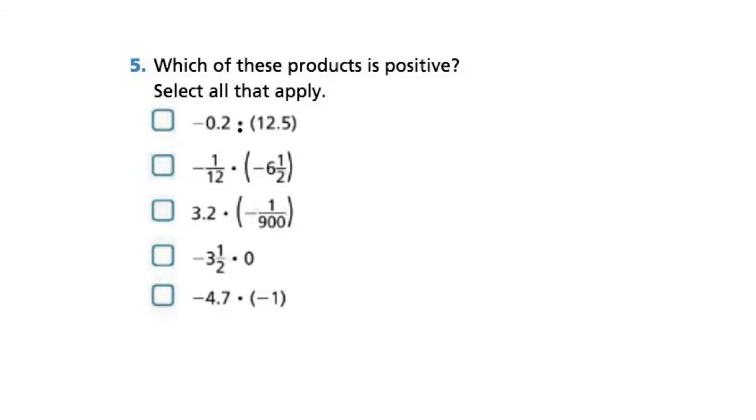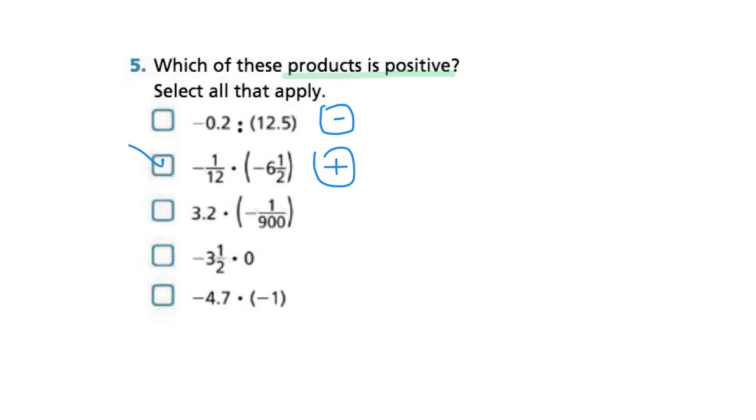These rules are for multiplying integers as well as rational numbers in general. Let's look at question number 5 on page 48 of our book. The question is simply asking us which products are going to be positive. This is applying your rule. If the signs are the same, the answer is positive. If the signs are different, the answer is negative. On our first one, a negative times a positive gives us a negative product. On number 2, a negative times a negative is a positive product. This is one of our answer choices.